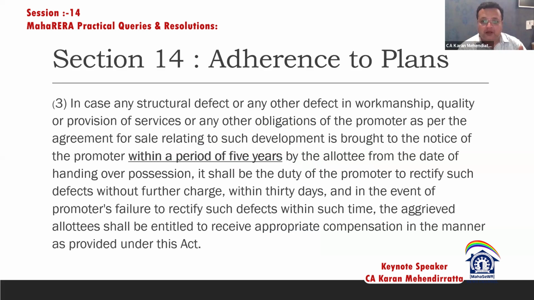Suppose I have received the OC today, that is 5th September 2024, and I transfer all my obligations of handing over to the society on 5th October 2024, then the 5 years will start from 5th October 2024. If I have transferred all the documents of handing over to the society on 30th September 2024, then the 5 years will start from 30th September, not from 5th October. So these are the things you have to keep in mind while closing a project.